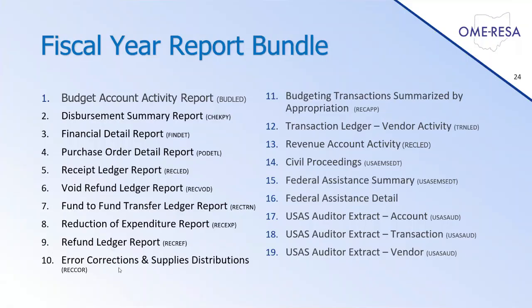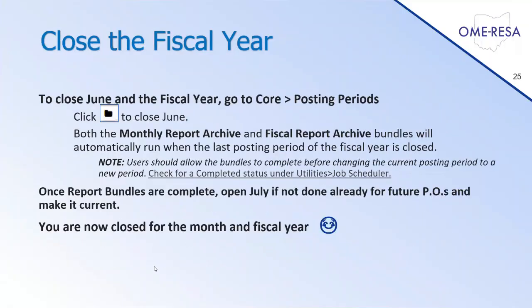And this is the list of fiscal year end items. If there's something extra you want there, which I think is everything. And then you're going to want to close June and go to the close button and close it, and kick off that.